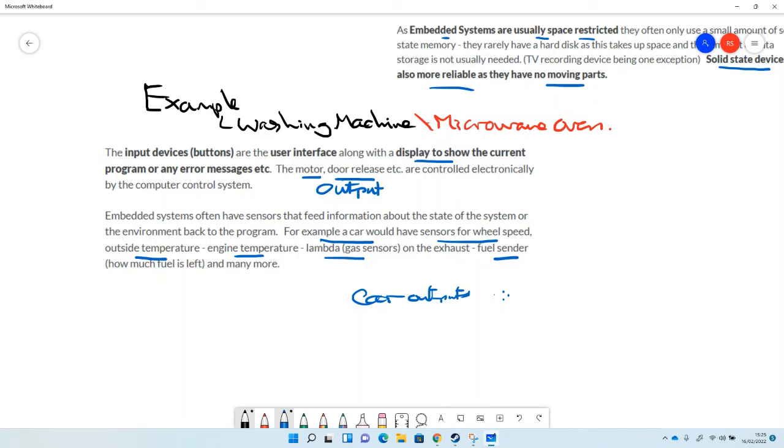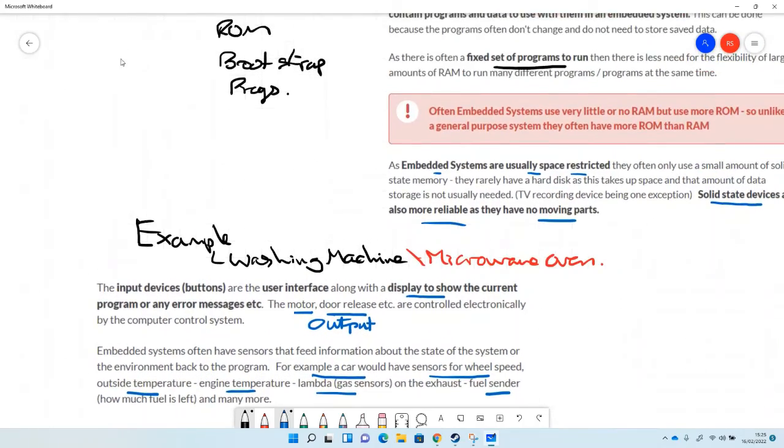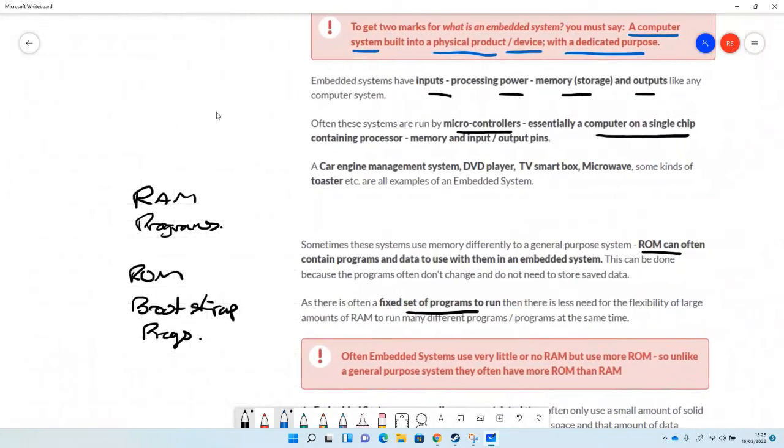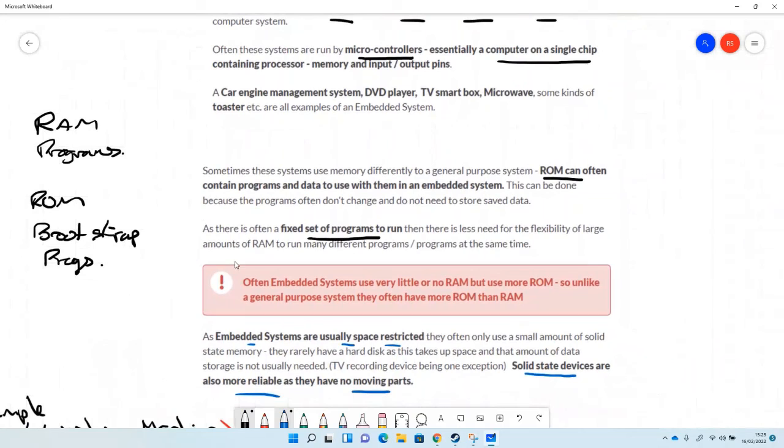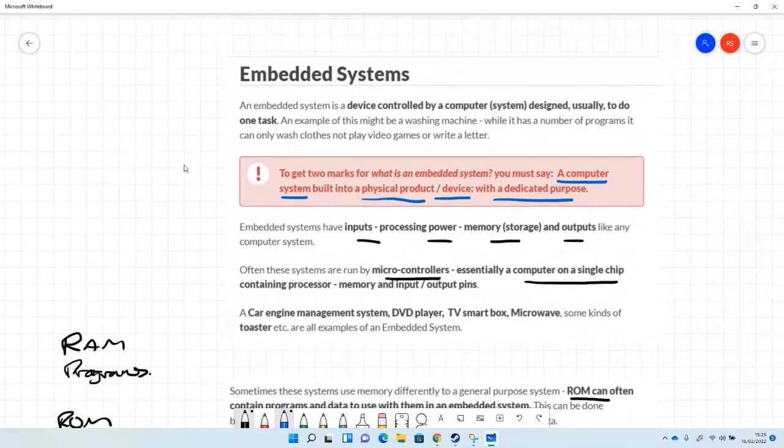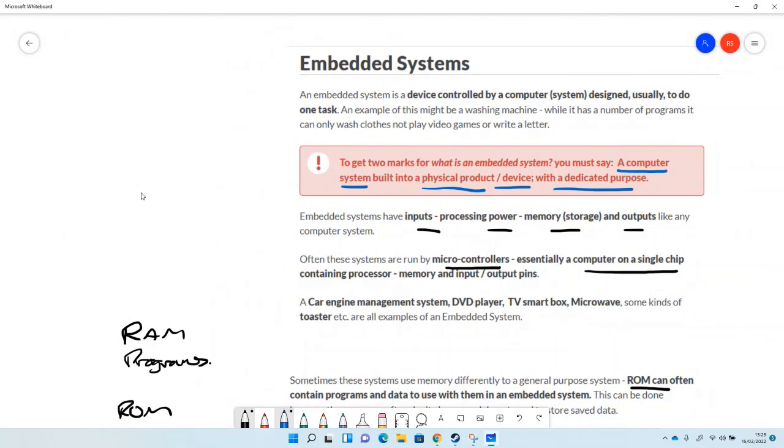In our embedded system examples, we can make any example we like that's usually a domestic appliance. We should remember that it is a computer system built into a physical product or device with a dedicated purpose, and you get the second mark here for the dedicated purpose. We should also remember that it uses very little or no RAM, but often more ROM than RAM, so it's unlike a general purpose system from that perspective. And if we can remember those two things, then we're well equipped to answer most exam questions about embedded systems.